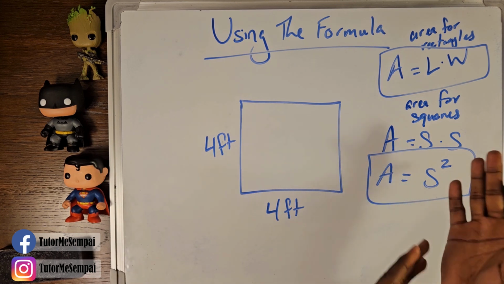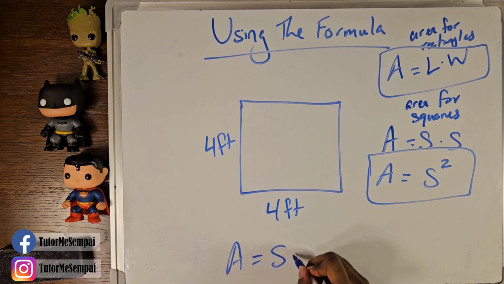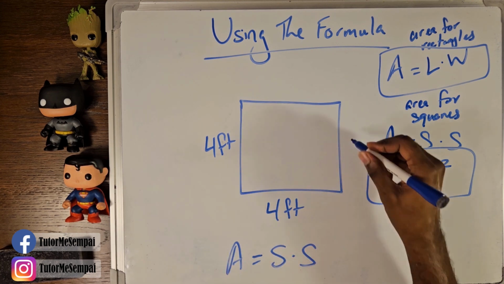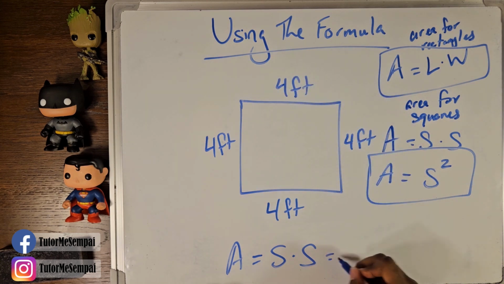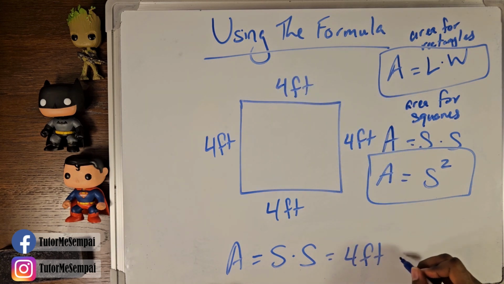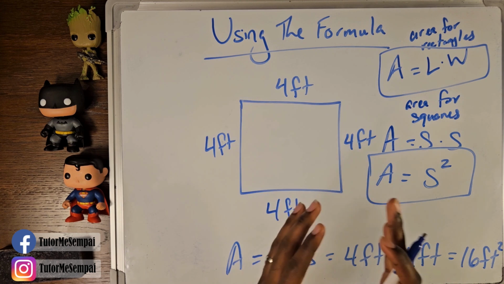Now you see this is the same thing that we did up here. If you started with side times side, well, any two sides, because all of these sides are going to be the same, doesn't matter which one you choose, you end up with the same thing. 4 feet times 4 feet, which is going to give you 16 feet squared. So you have options when you're trying to find the area of a square.